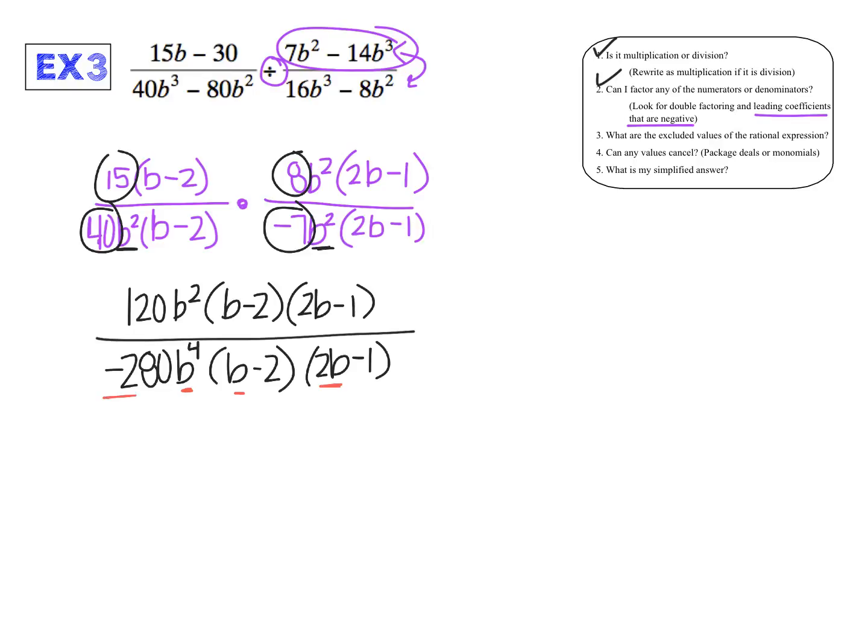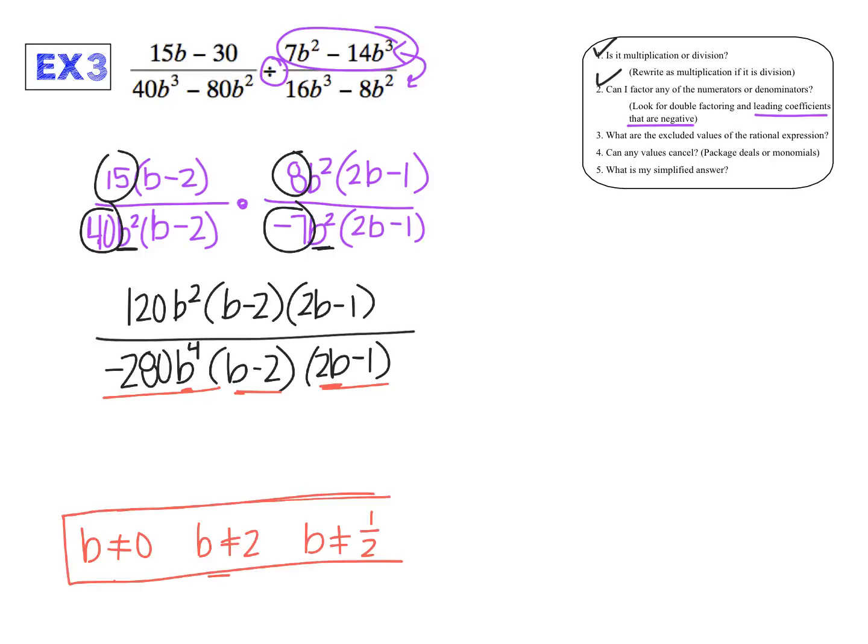So in this case, it's just going to be b cannot be 0, because anytime it's just a coefficient in a number, it's not a binomial, it's a monomial, that's just b cannot be 0. In this case, b cannot be 2. And in this case, b cannot be, so I would add 1 and divide by 2, so that's 1/2. So those are my restricted values.